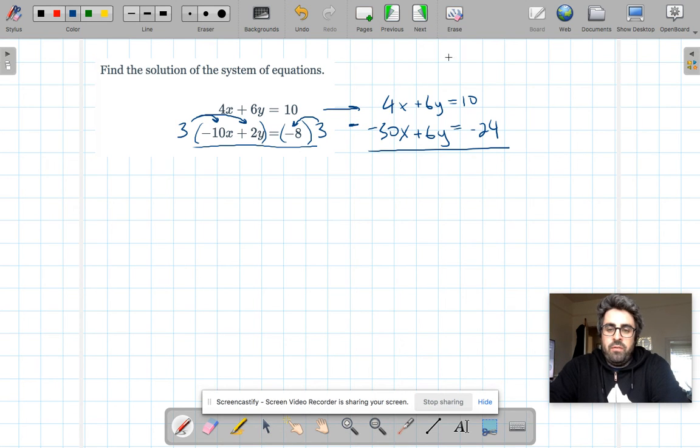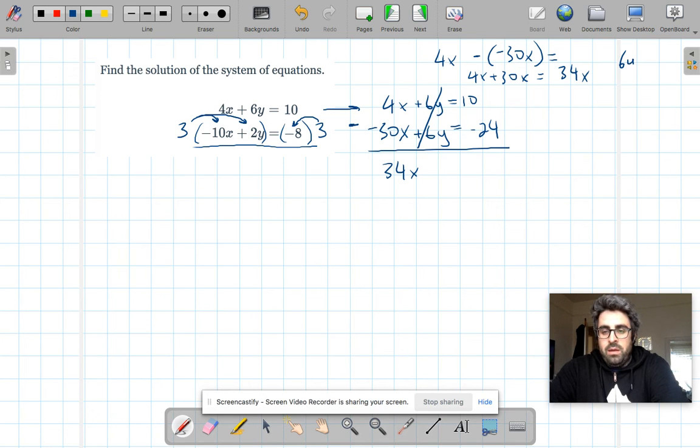So I'm doing here 4x minus negative 30x. So remember, two negatives give me a positive, so it'll be 4x plus 30x. You could think of it like that, is 34x. And then 6y minus 6y. There I'm going to get a cancellation, right? 6y minus 6y is 0. And then finally, 10 minus negative 24. Again, two negatives give me a positive. So 10 plus 24 is 34.